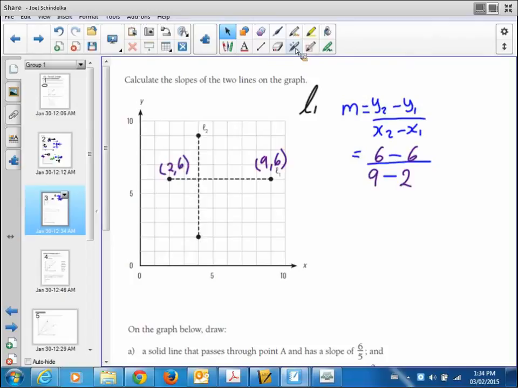Did yours start out like that? No? Okay. Do you want me to go over how this is done? No? Okay. I will later if you need. Now, on the top, what do you get? 6 minus 6, it's 0, right? 0 out of 7. But what is 0 out of anything? It's just 0.